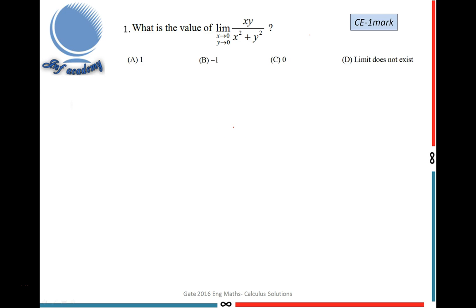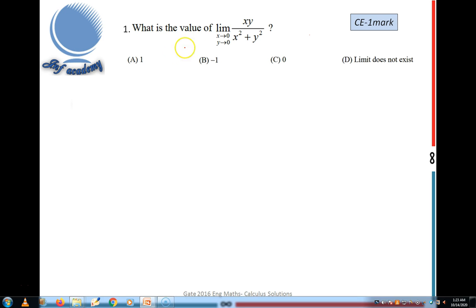Hello everyone. In this video, let us discuss the solution of GATE 2016 Engineering Mathematics questions related to the concept of limit, continuity and differentiability. I already uploaded the concept video on my YouTube channel. If you want to learn the concept of limit, continuity and differentiability, then you can watch. Now let's move on to the problem.